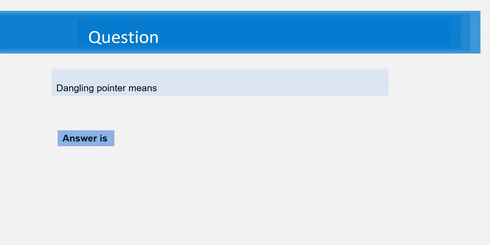Let's get on with the second question. What is a dangling pointer? So dangling pointer, this is something which is a very, very important question for the interview. Dangling pointer means the pointer is pointing to an invalid location. So we'll go to online GDB and look at a few cases because of which a dangling pointer might happen, right?